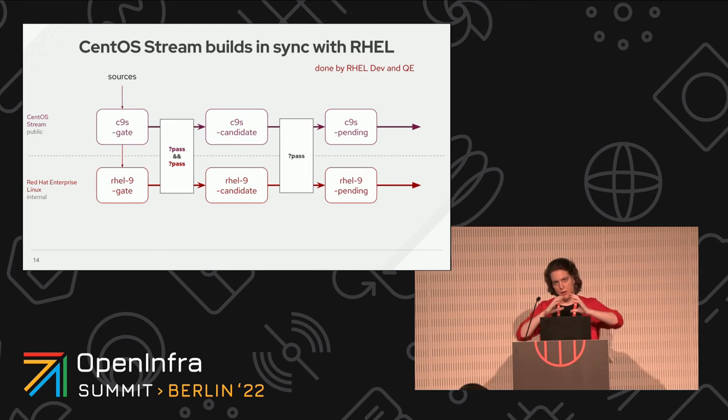We actually have an infrastructure which ensures that a CentOS package update goes into the CentOS pending tag and gets promoted through the pipeline only in sync with the RHEL package, which gets promoted through the RHEL pipeline steps. So when we test the package, we run tests for the RHEL package, and only when those tests for the RHEL package show us a passing result does the CentOS package get moved to the next step. So this quality assurance happens synchronously between CentOS Stream and RHEL packages.